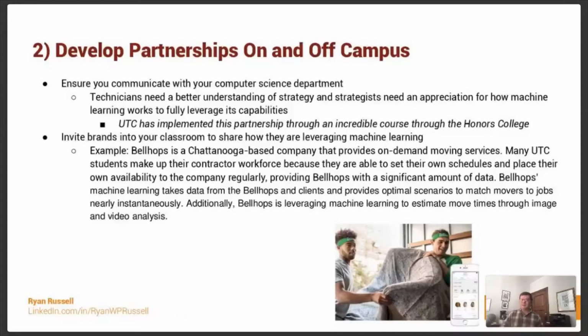What Bellhops is exploring right now, and they're beginning to leverage, is how can we use machine learning to not only match the proper bellhops with the proper job, but how can we leverage machine learning to properly estimate the cost of the jobs that we're doing? How can we speed up our efficiency by estimating move times through image analysis of a prospective consumer's home, perhaps some video analysis to leverage what they can learn on that side, and machine learning is helping them do that.